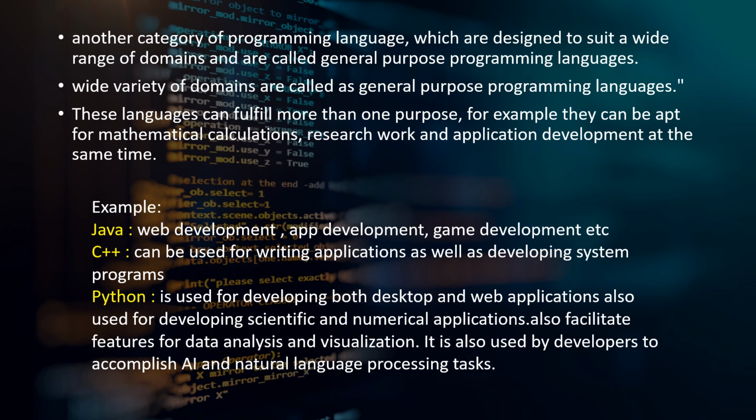It is also used for complex scientific and numerical applications. And Python provides features with which we can do data analysis and data visualization, thus helping in data science projects. So Python is a more powerful tool which is used for data science projects. It is also used by AI and machine learning developers. So this is what general purpose programming language means. It is used in many domains.